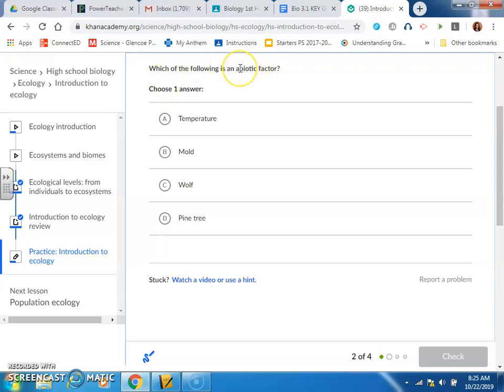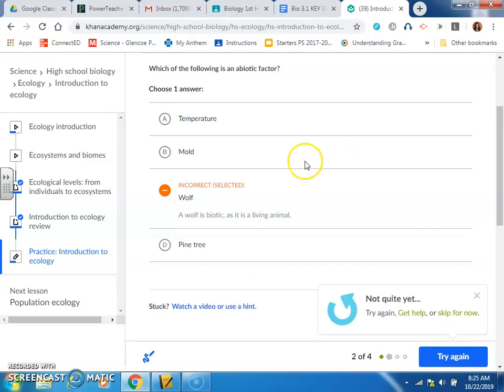I should know that means not living. I'm going to pick something that I know is living because I want to get it wrong. So I'm going to check my answer, and it tells me that I am wrong, and it tells me that the wolf is biotic because it's a living animal, okay? So at that point, I can come over here and I can get help, or I can skip for now.